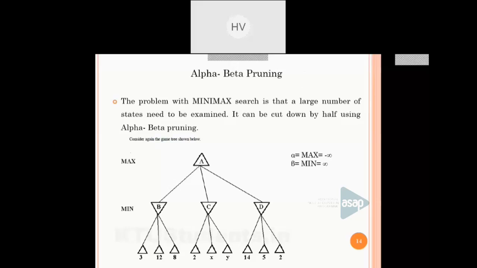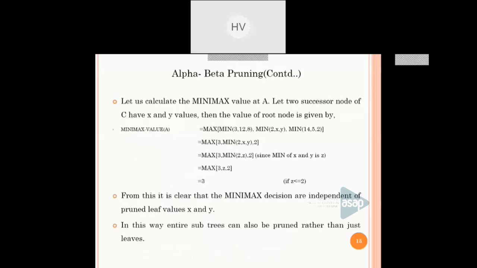Even without the C2 and C3 values, that is X and Y, you can get the same answer for A as 3. So in this example, the X and Y values can be pruned or ignored. Those values are not necessary for the final decision. This technique is called alpha beta pruning. Come to the next slide. The thing I have explained here is mathematically derived. See, max of min of 3, 12, 8, min of 2, x, y, and min of 14, 5, 2.